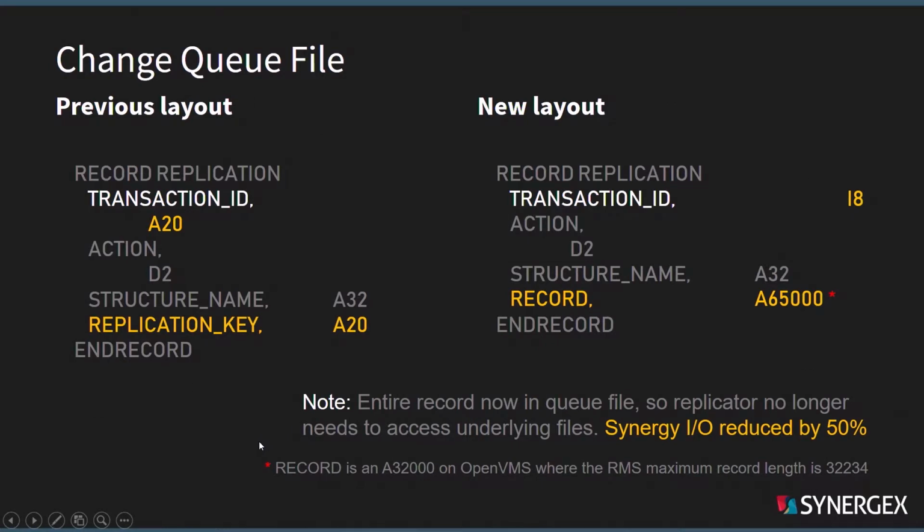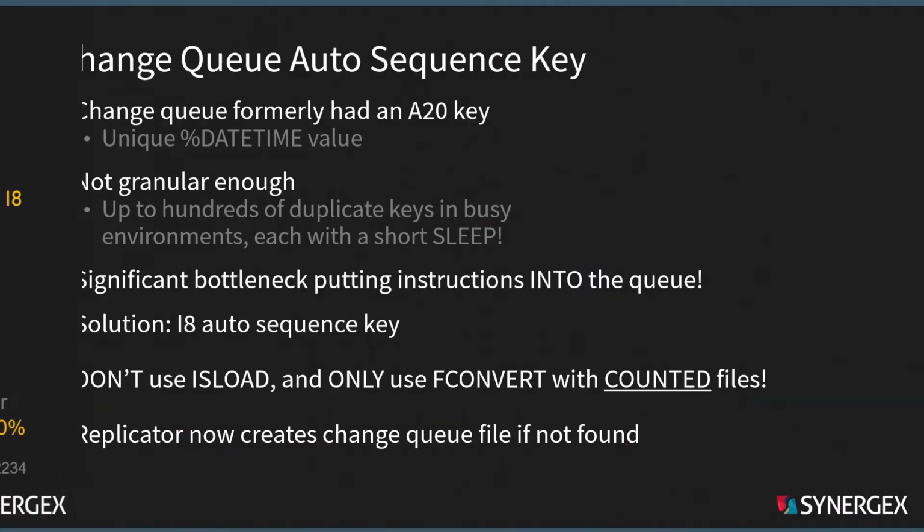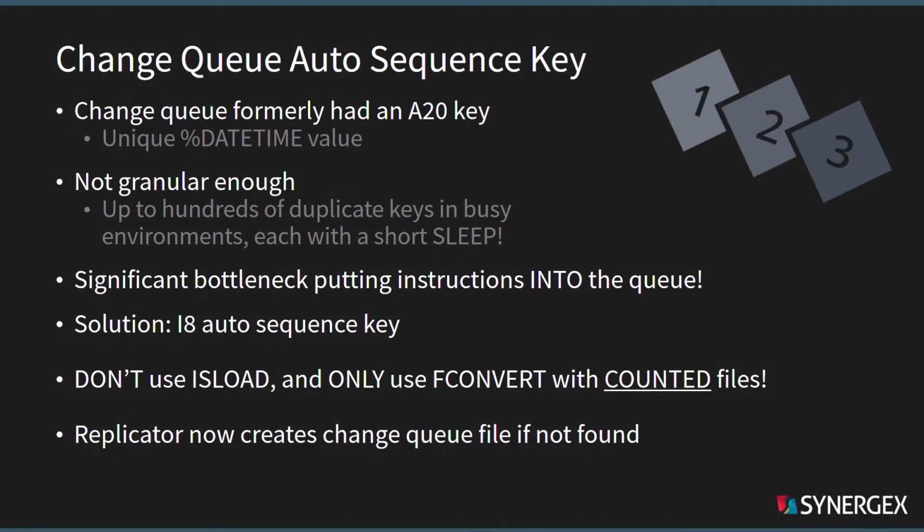In terms of things that have changed, if you've been familiar with this, just recent things that we've changed to improve the environment. Previously, in earlier versions of this, our Q file used to use an A20 key, which was filled up with a %datetime value. Turns out that a %datetime value, a lot of stuff can happen in the context of that time frame. We were actually getting duplicates all over the place, so we modified it recently to use an I8. In version 10 of Synergy, there is an auto-incrementing key. So we now just use an auto-incrementing key, which is an I8 value, and we got dramatic throughput improvements as a result of that simple change. So there was quite a bottleneck that has gone now.